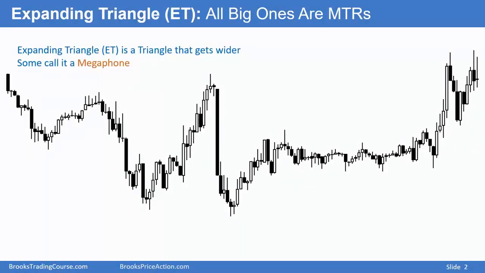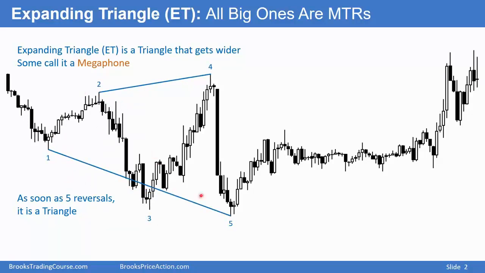A triangle is a trading range that has 3 reversals. Most triangles have converging lines, but sometimes the legs get bigger. Some traders would call it a megaphone pattern because it looks like a megaphone. Again, as soon as you see 5 reversals, it's a triangle.